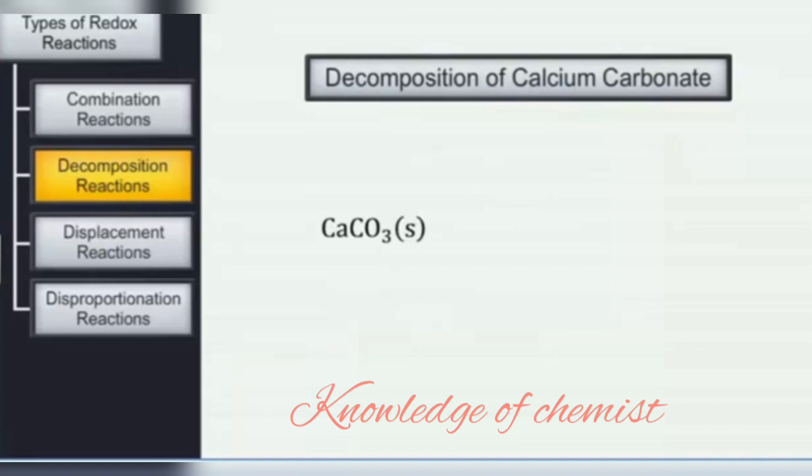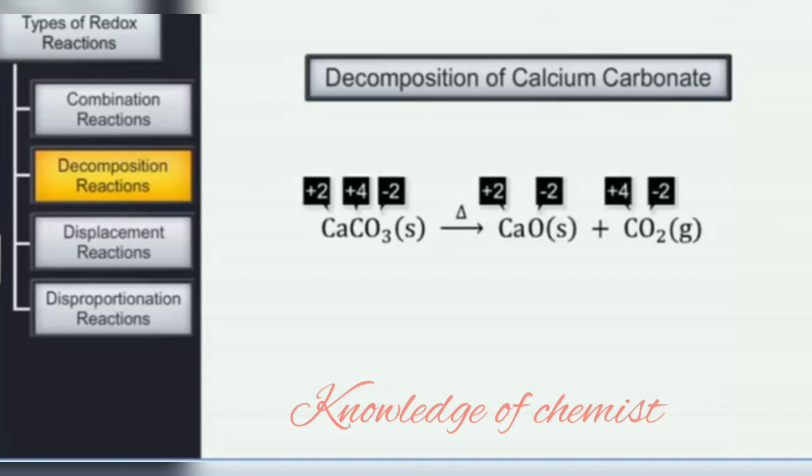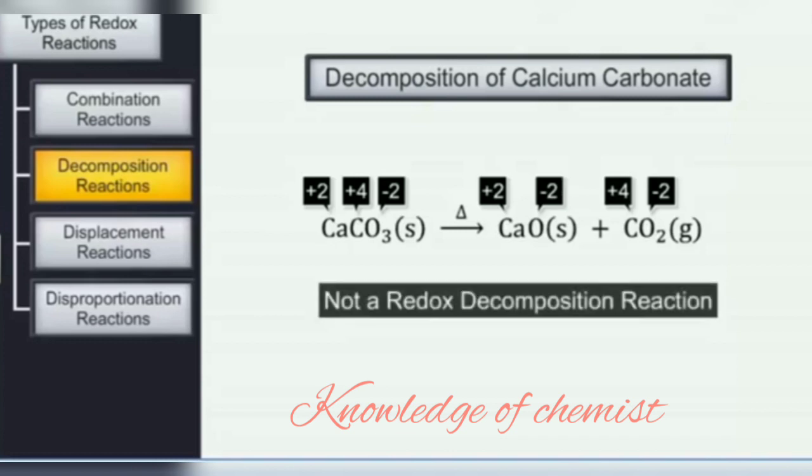Now consider the decomposition of calcium carbonate. The products we get are calcium oxide and carbon dioxide. As none of the products is in the elemental state, and as there is no change in oxidation state of any element, this reaction is not a redox decomposition reaction.